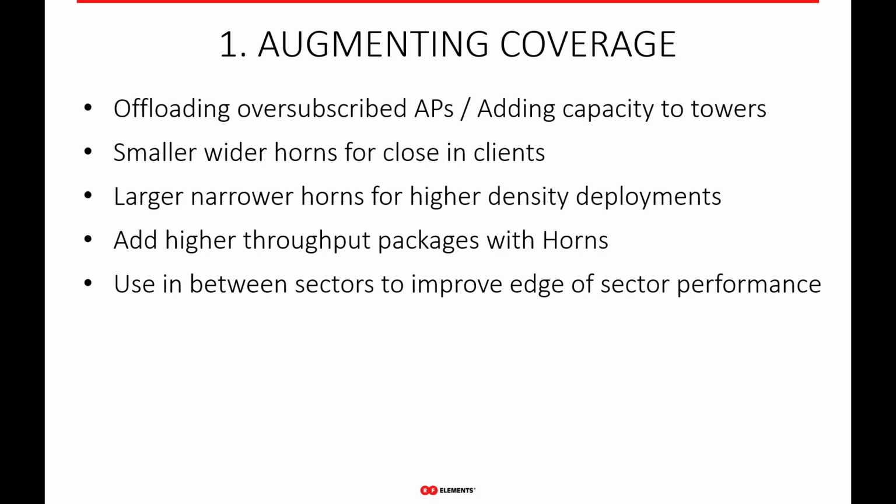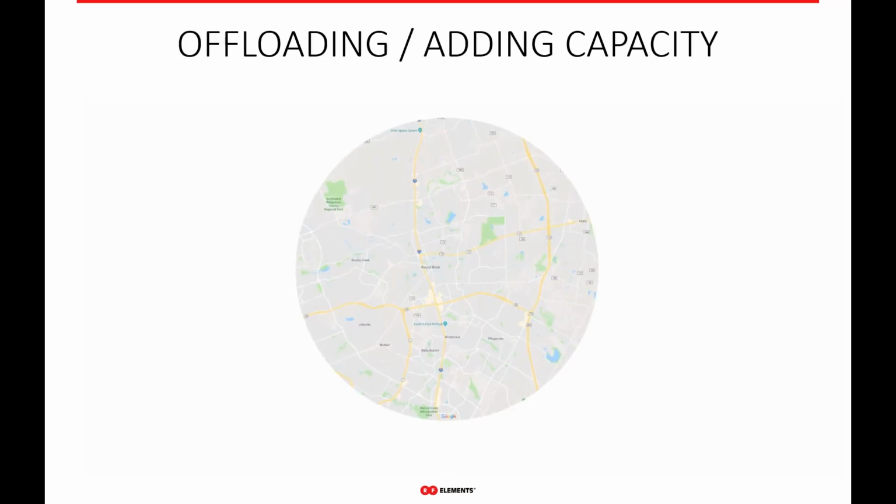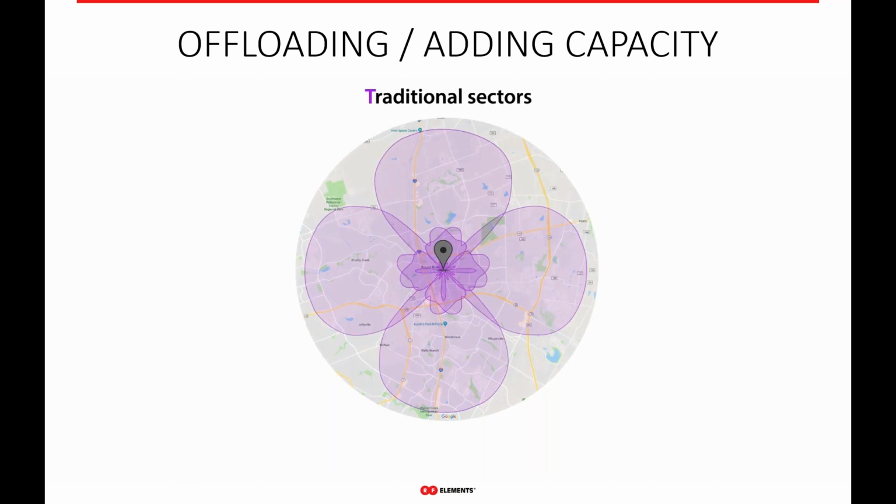And finally, another method is utilizing horns in between your sectors to improve that edge of sector performance. If you remember earlier in the slide, we talked about a balanced network being a happy network, where the customers on the outer edge, where your two sectors come together, are in the worst performing area of your antenna. Some customers use horns in between, so those edge of sector customers are not on the sector, but actually on the horn. So we'll talk about those different things.